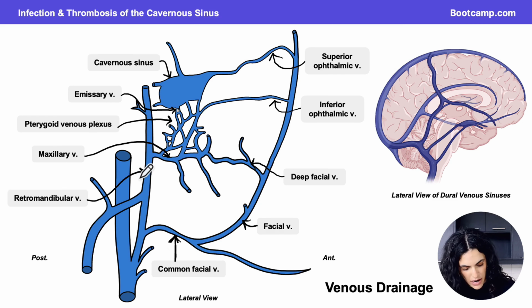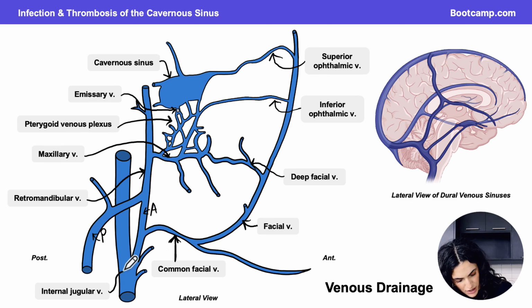So one of the tributaries of the retromandibular vein includes that maxillary vein. And we can see here that the retromandibular vein is going to divide into an anterior and posterior branch. So here's the posterior, here is the anterior. And then eventually the anterior portion of the retromandibular vein can drain and tribute to the internal jugular vein. So you can see here how we have a bunch of different connections between all these different veins.